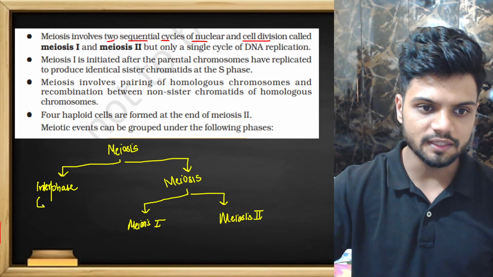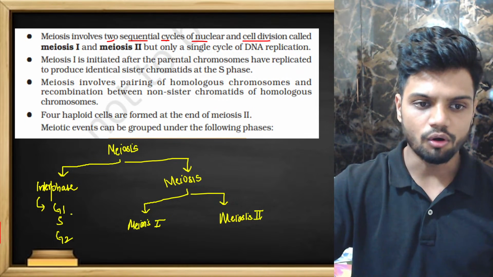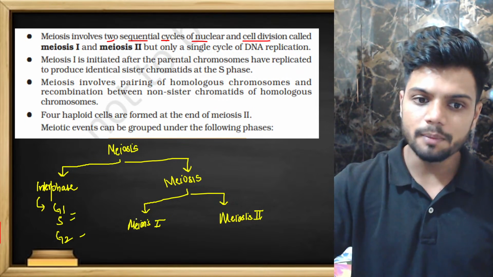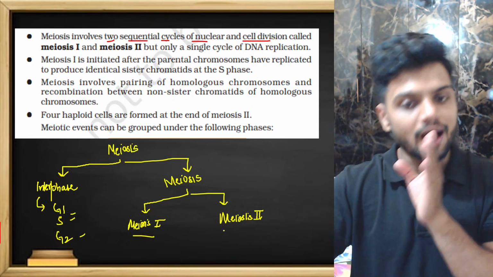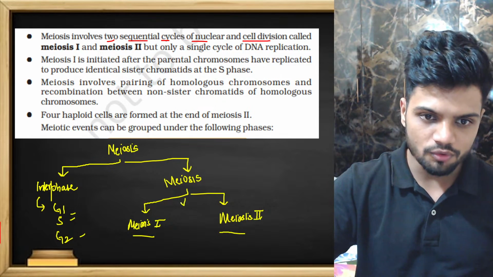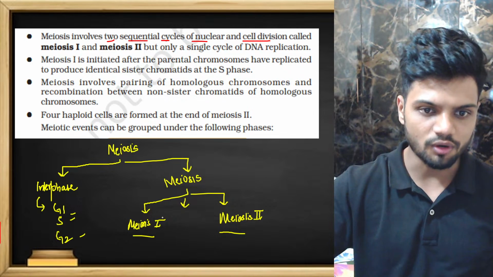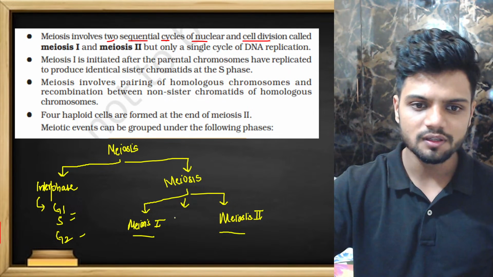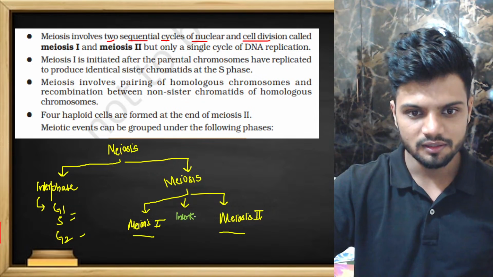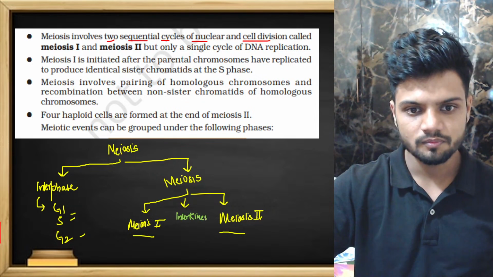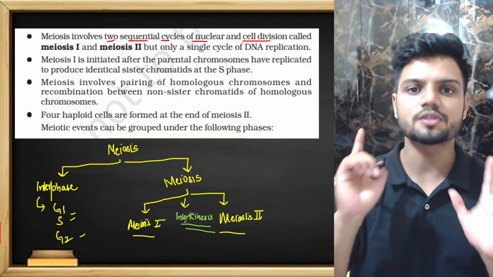Now all of you know this interphase has G1, S and G2. All are present in interphase. Now between meiosis 1 and meiosis 2, there is one more phase here. The phase between meiosis 1 and meiosis 2 is called, anyone in the chat who can tell me? Anyone? That is basically interkinesis. Interkinesis is between meiosis 1 and meiosis 2.